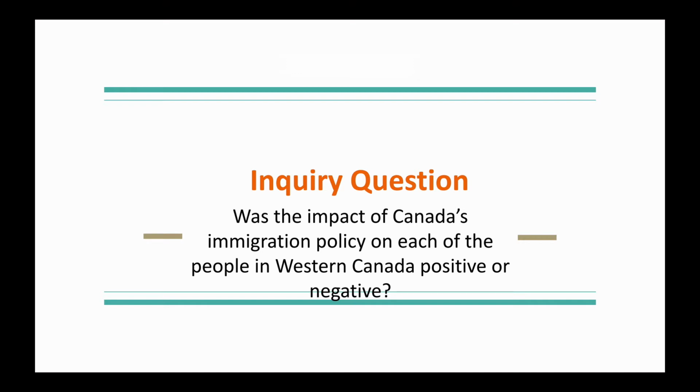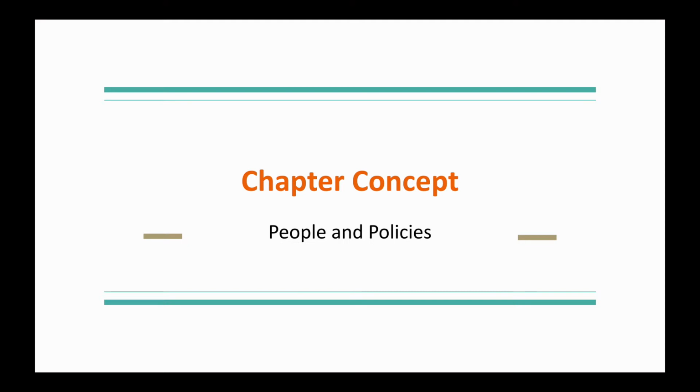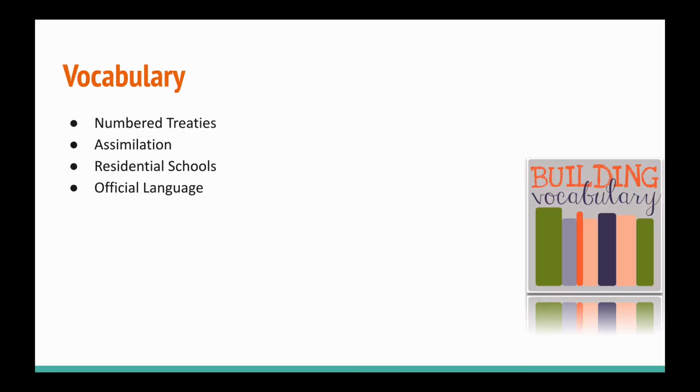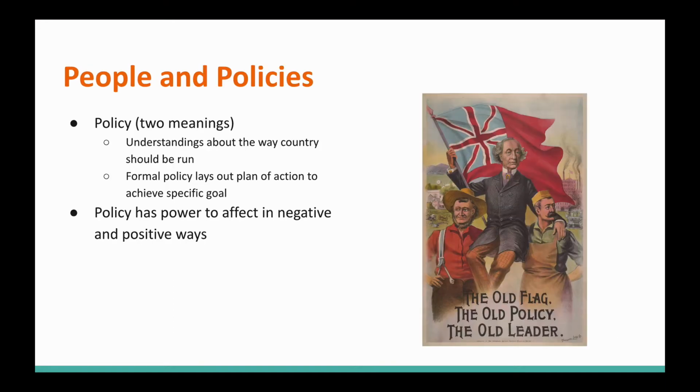The concept that we're going to be taking a look at is people and policies. And you have a whopping vocabulary section of 4 words: numbered treaties, assimilation, residential schools, and official language. And we are going to start with the chapter concept of people and policies.